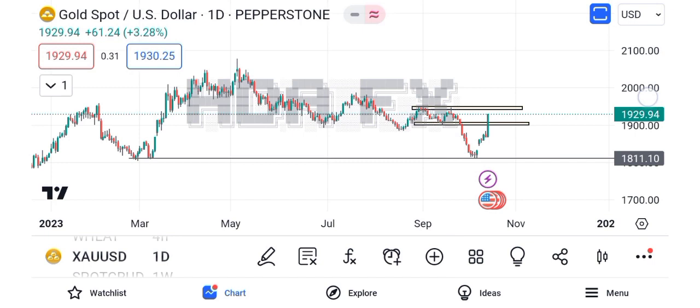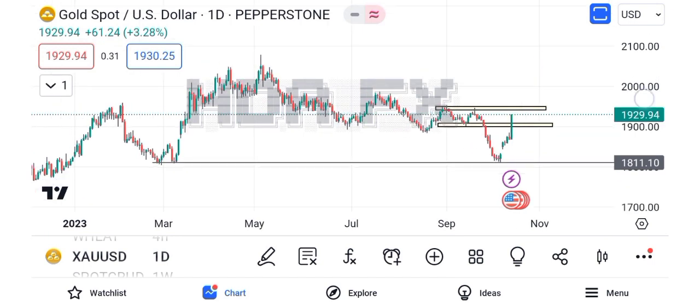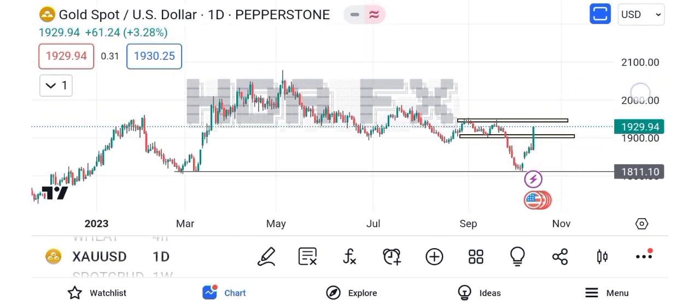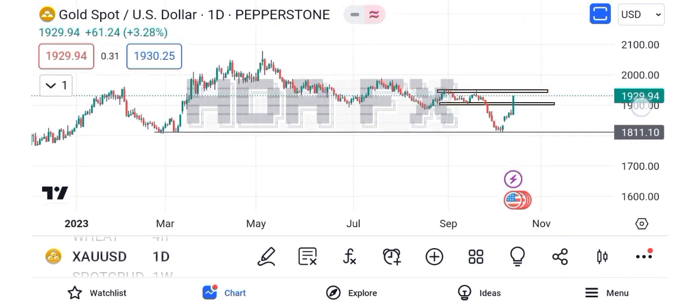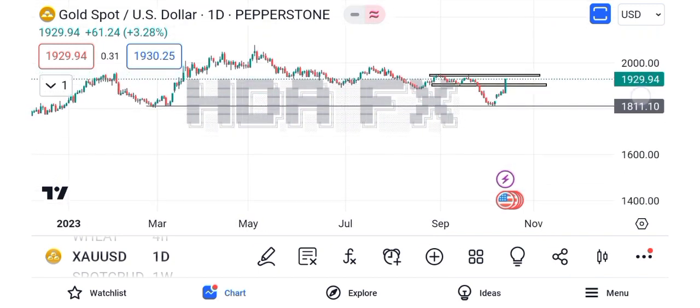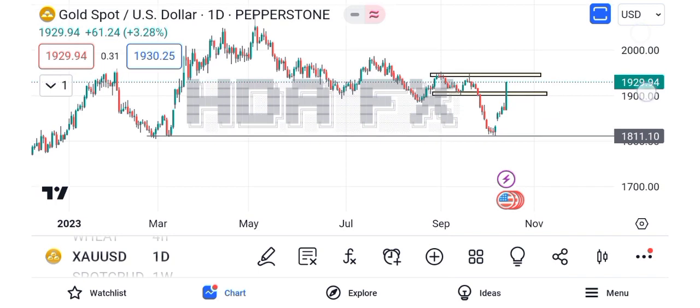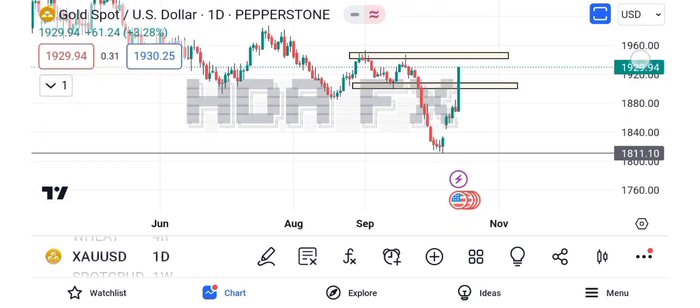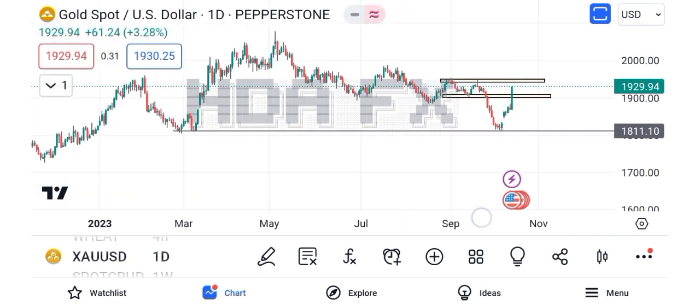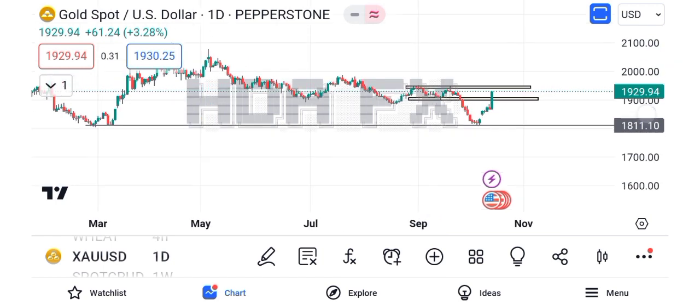The pair we'll be looking at is gold. On gold, in the previous week we saw that gold was very bullish. Gold was going up high, and I even caught some buys on gold. Personally, I didn't post that signal in the Telegram channel. That one was a personal trade.